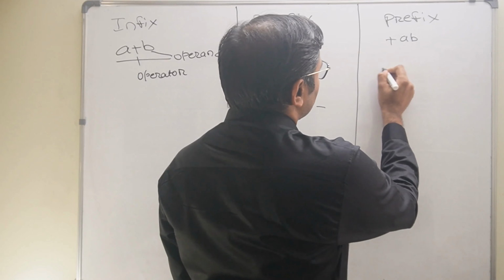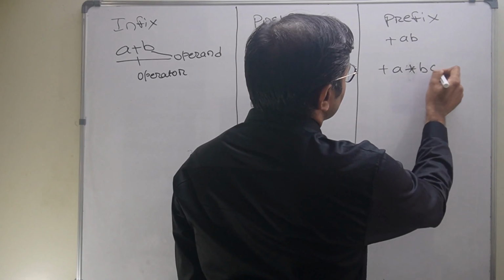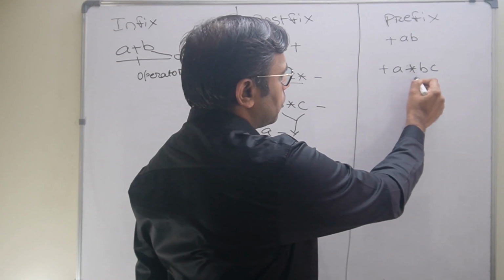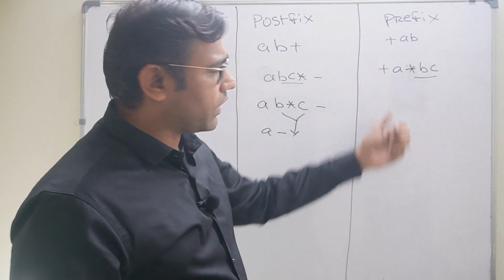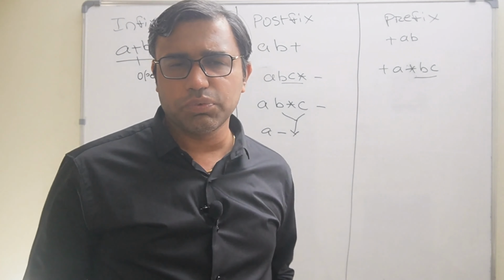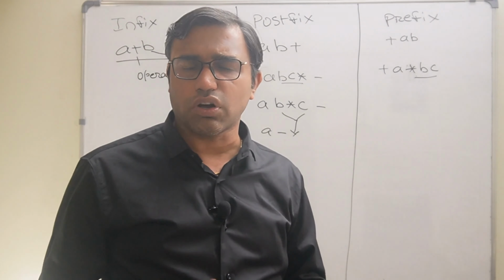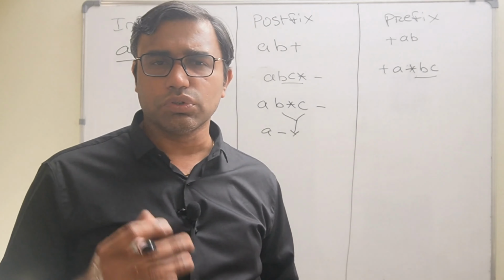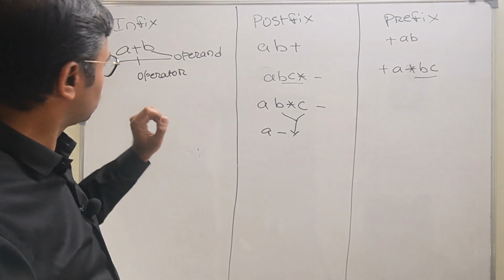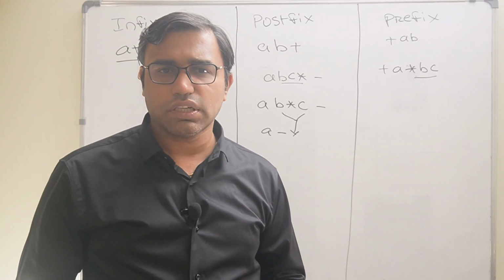Another example: suppose you write plus a star b c. Here the expression is very simple. First of all, you have to find out b star c, and then you will find out plus a. There is no need to remember anything, so you will definitely not get confused. That's why postfix and prefix will not give any wrong answer, while infix may give a wrong answer due to your confusion. But from school days you are familiar with the infix notation. In the case of infix you have to remember the BODMAS rule, precedence and associativity.